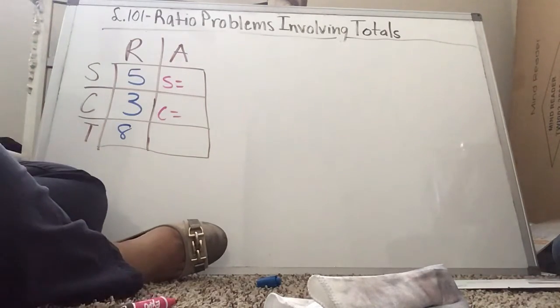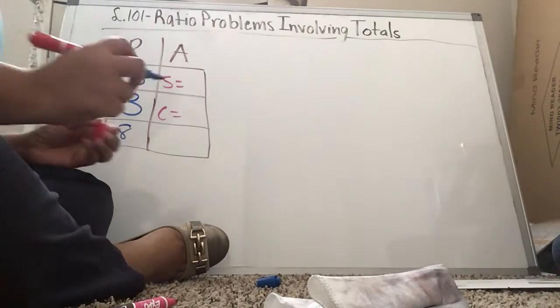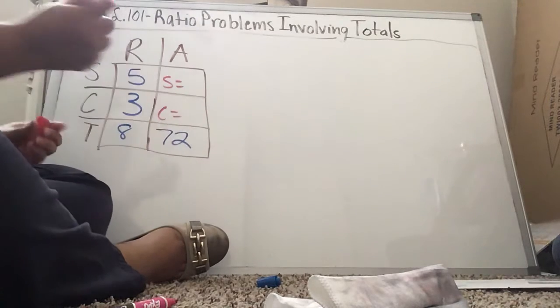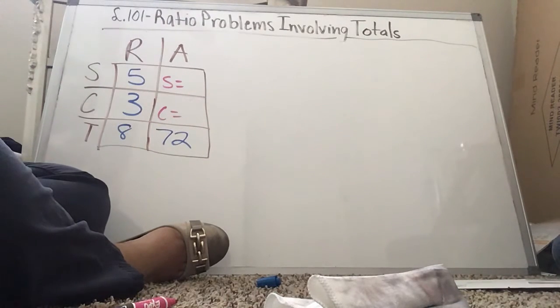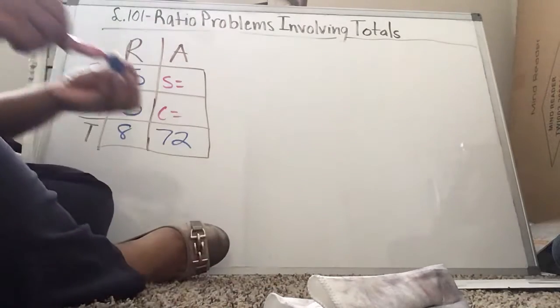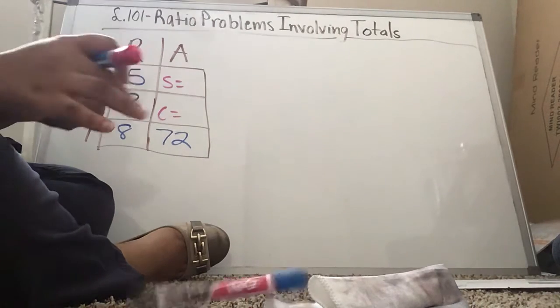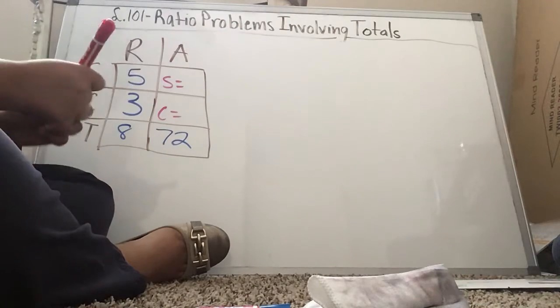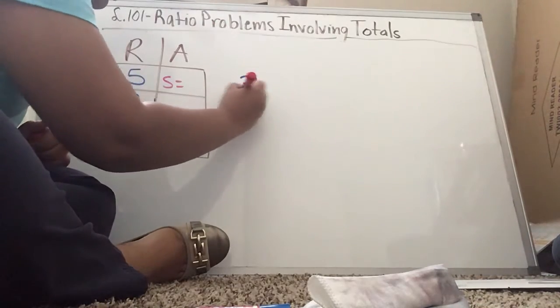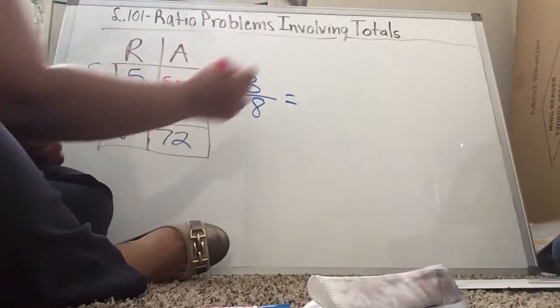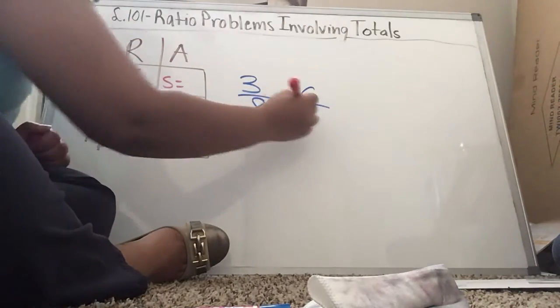Now the last part of the problem says, if the total number of sparrows and crows on the wire was 72, how many were crows? So we have 72 for the actual total. So we're going to set up the proportion, but I'm going to show you another way you can find the unknowns, which is very similar to when we first learned about ratio tables. So let's find the number of crows. So 3 crows, 8 total in the ratio, over the actual amount of crows we don't know, over 72.